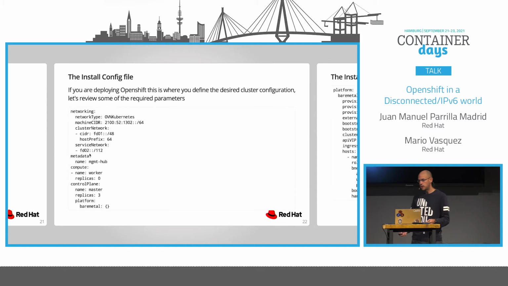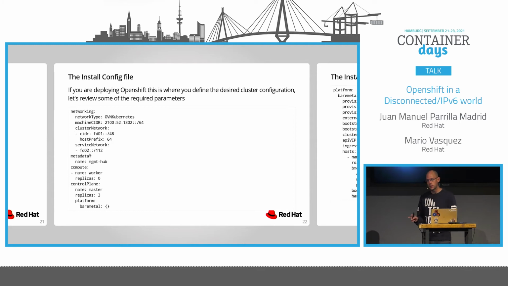So let's start from the beginning. We have the network type. For now, we have two network types: OpenShift SDN, which I think, for now, is the default one for IPv4. And then we have OVN-Kubernetes, which is the default and the only way to work with IPv6. So this is the way we work.